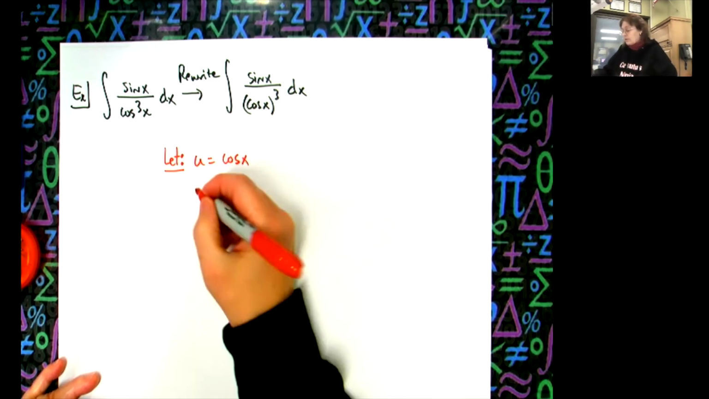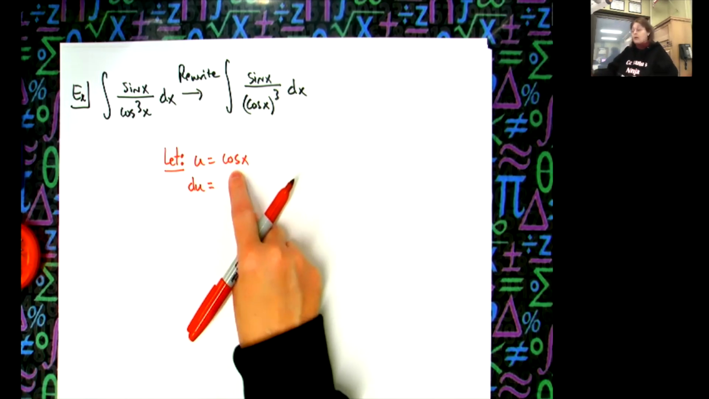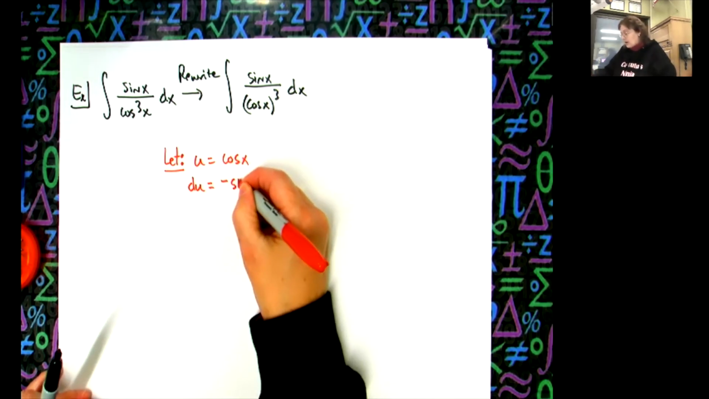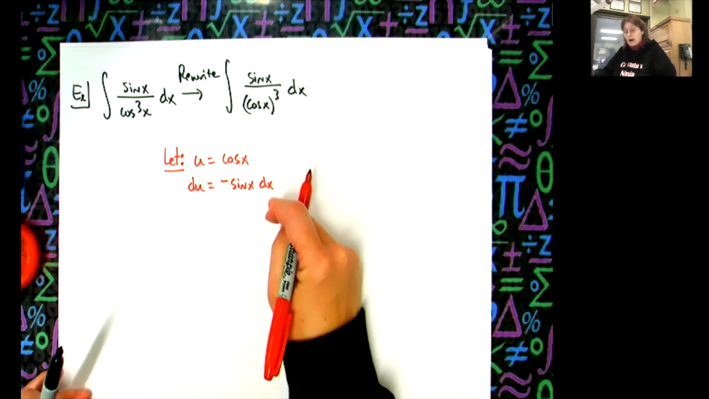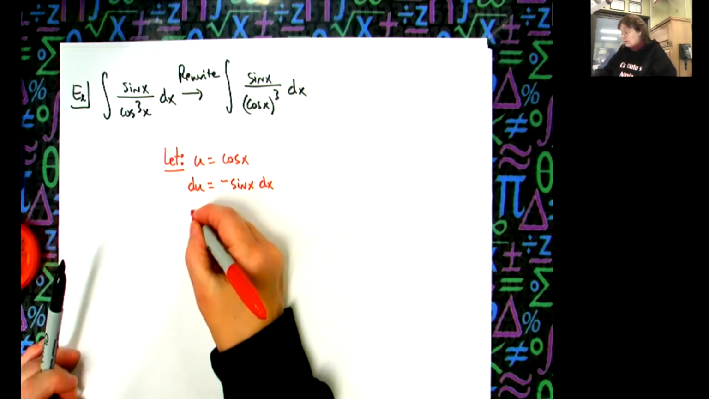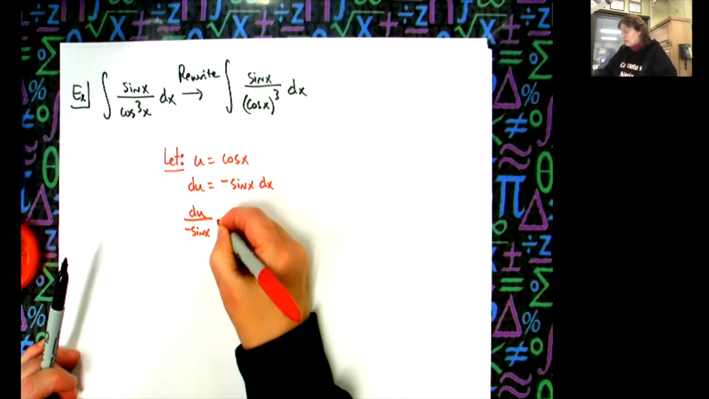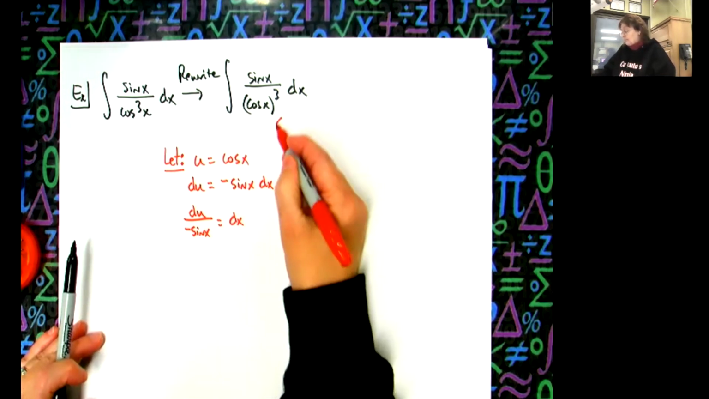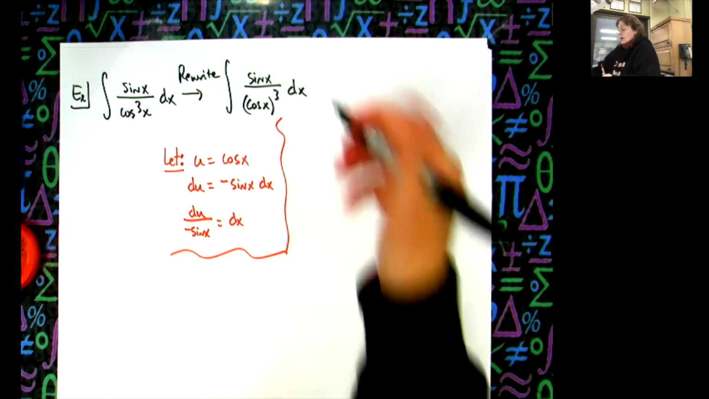I'm going to take the derivative of both sides. du, derivative of cosine, negative sine x. Don't forget the dx. Divide both sides by negative sine x because we want to solve for dx. So du over negative sine x is equal to dx. I always do this just to separate it out.